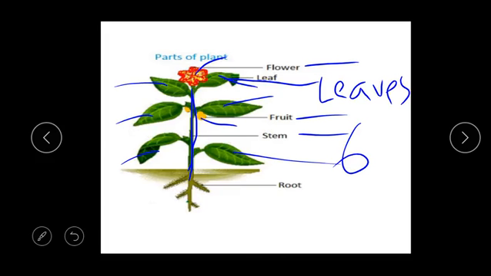The stem is very, very important, and it holds or connects the root and the leaves. It connects the root to the leaves.